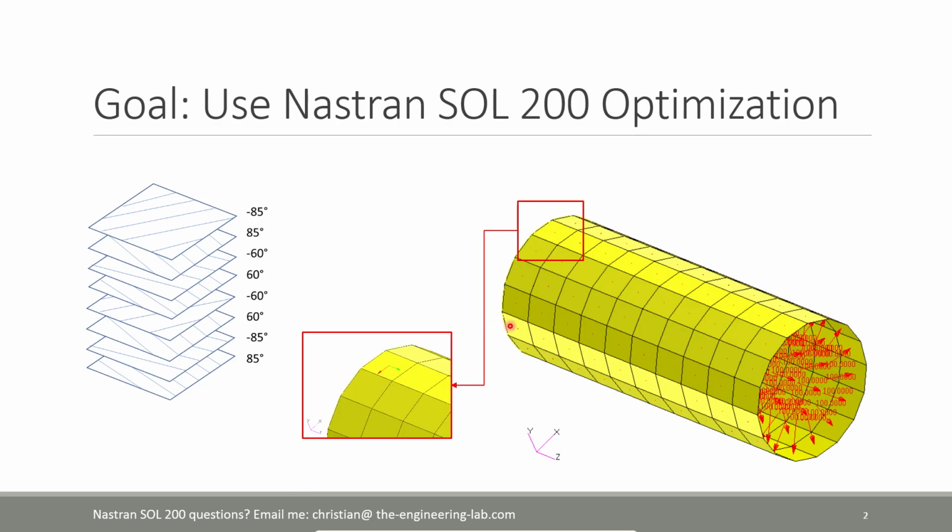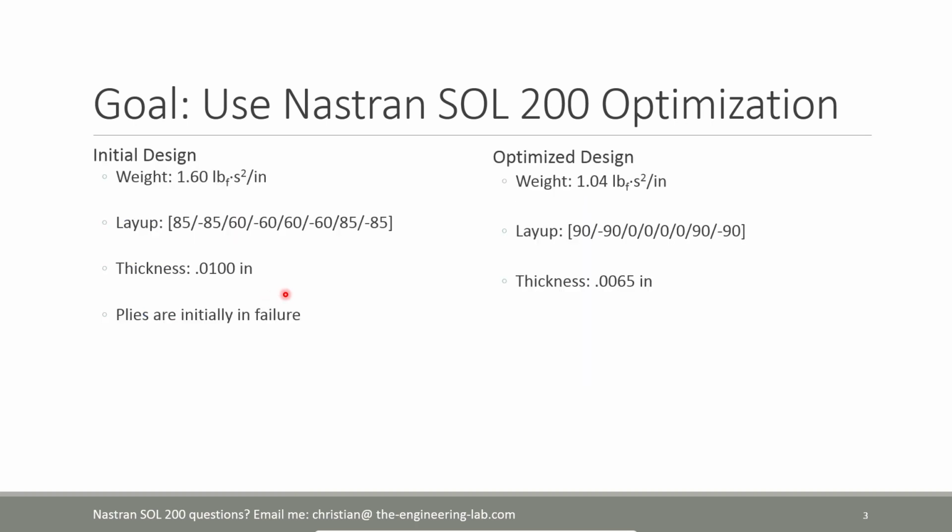We are going to take this composite tube composed of 8 plies. We're going to let some of these orientation angles and thicknesses vary. And so by the end of the video, this is what we are going to obtain. We are going to minimize the weight from 1.6 to 1.04. Here's the original layup. Here's the optimized layup composed of 90 and 0 degree plies.